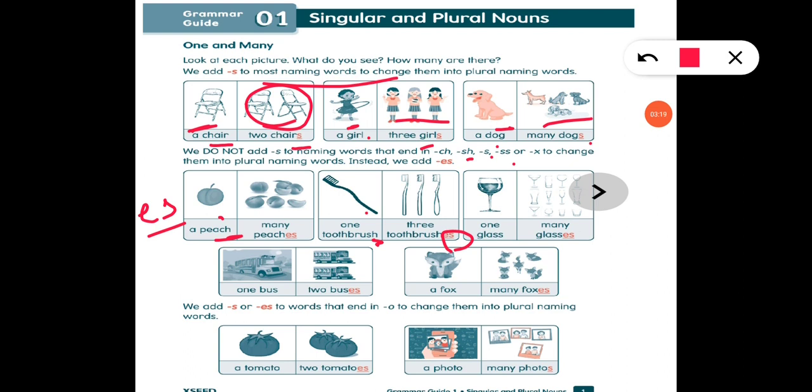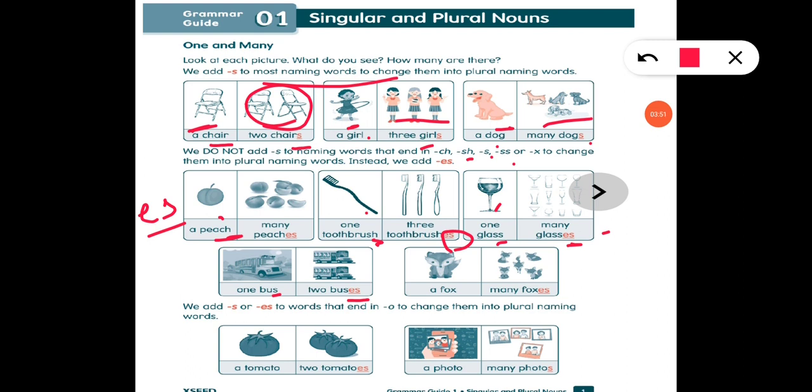Next one, glass. Many glasses. Here we add es to make it plural. Why? Because there is ss at the end of the word. One glass, many glasses. One bus, two buses. Here we add es. Why? Because the word ends with the letter s. So we add es at the end of the word to make it plural.